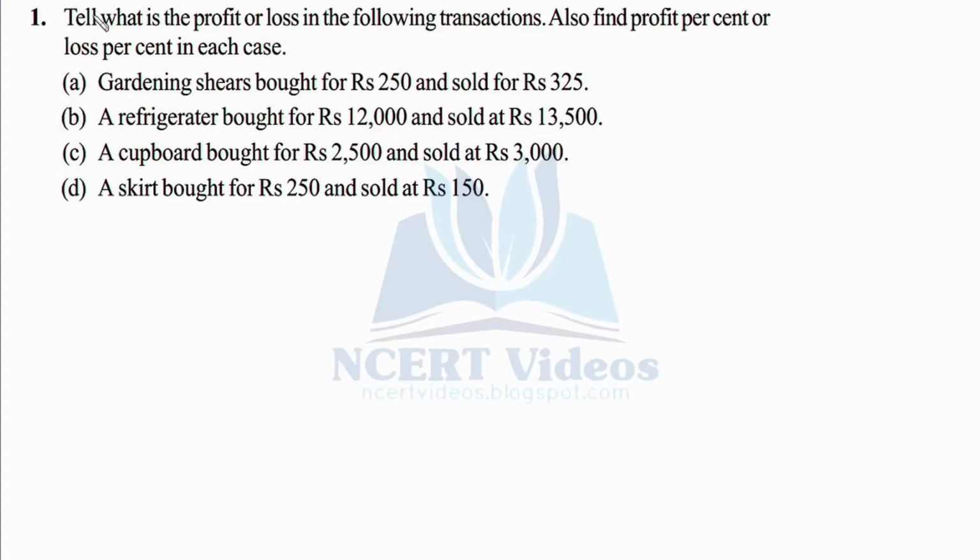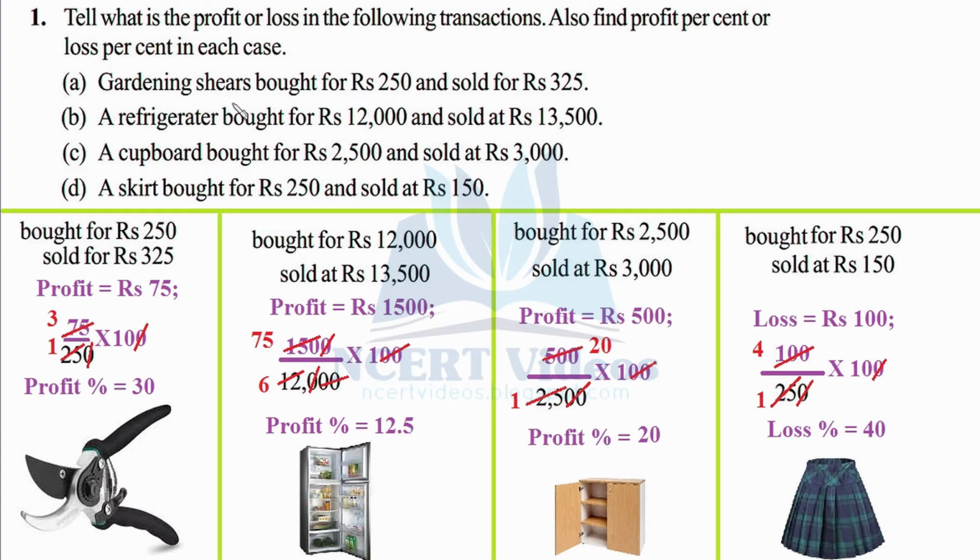Question first. Tell what is the profit or loss in the following transactions. Also find profit percent or loss percent in each case. A. Gardening shears bought for rupees 250 and sold for rupees 325.